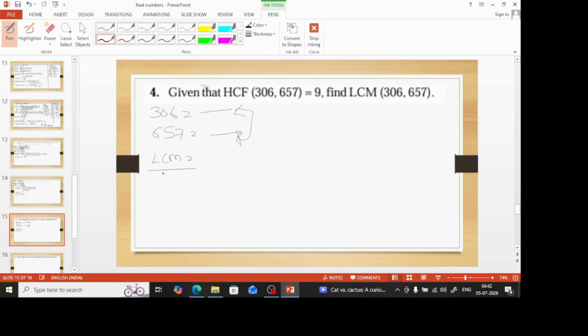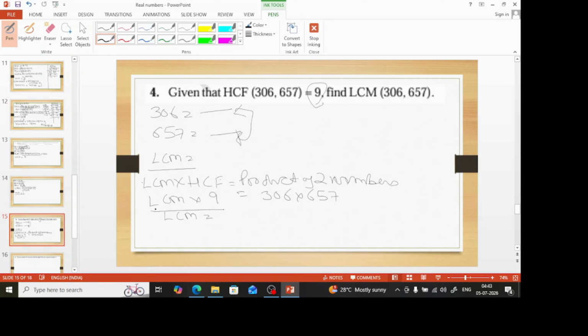So we will go to that equation where the product of LCM and HCF is equal to the product of the two numbers. LCM we have to calculate. HCF is given, 9. The product of those two numbers is 306 and 657. Here LCM into 9 is equal to that product.